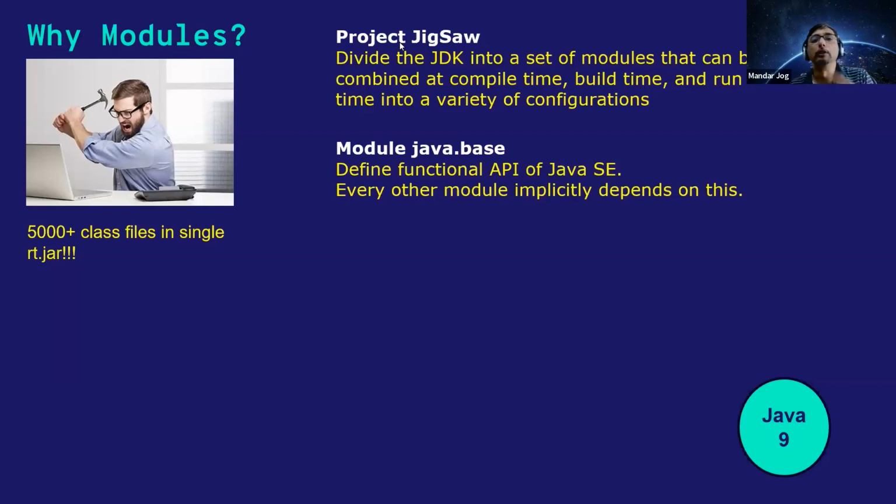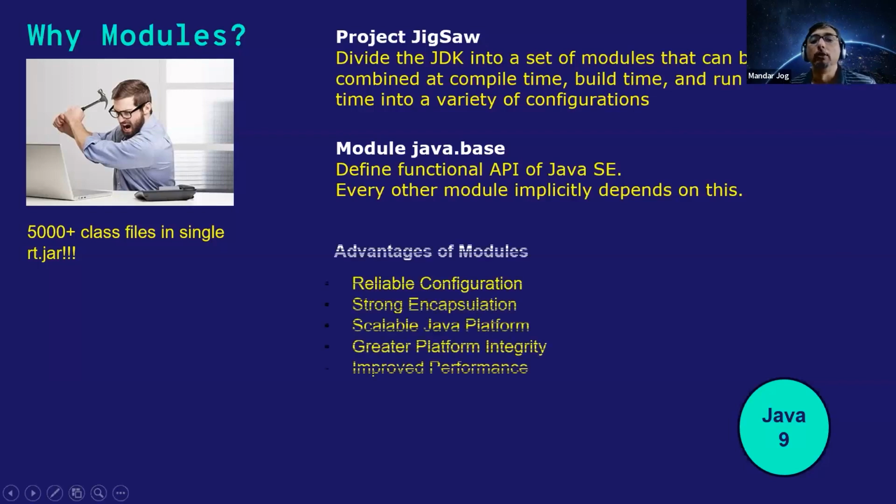You don't have to import it. Similar to that, when you create modular programming in Java 9, you don't have to say that you want java.base. Java.base is automatically given to you. It defines the functional API, and every other module implicitly depends on this. So that is the way the Java module is created.